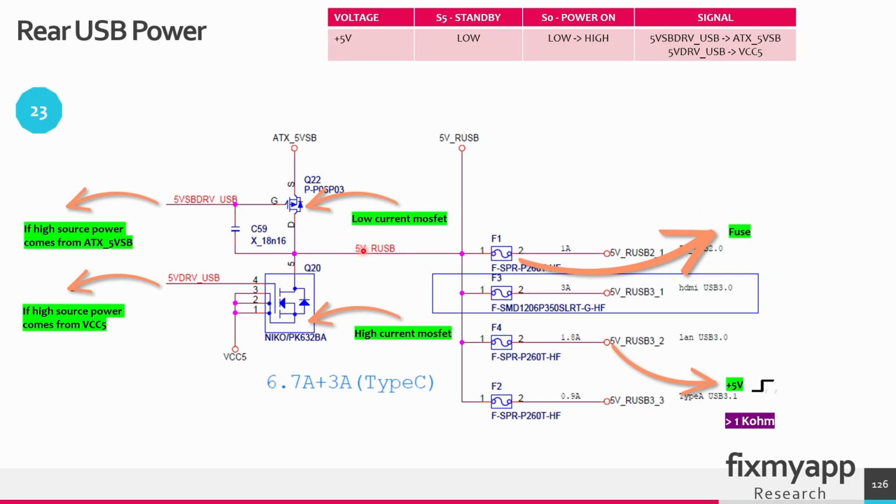If the USB voltage of 5 volt has to be generated from the standby voltage, then this MOSFET is turned on and it will get its voltage from the ATX 5 volt standby voltage. And when this signal, the 5 volt drive USB signal, arrives, it will get its voltage from the VCC 5 volt from the ATX power supply. The difference between those two MOSFETs is, in a standby state, this MOSFET can only deliver a low current at the output. And when the power supply is turned on, this VCC5 will go through this MOSFET, and this MOSFET is used to deliver a high current to the output. A small MOSFET for the low current output and a high MOSFET for the high current output.